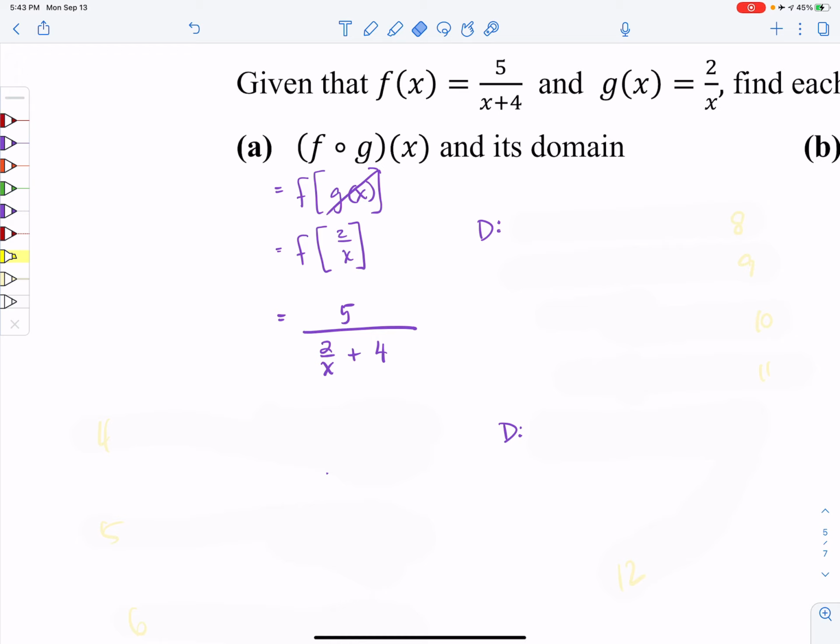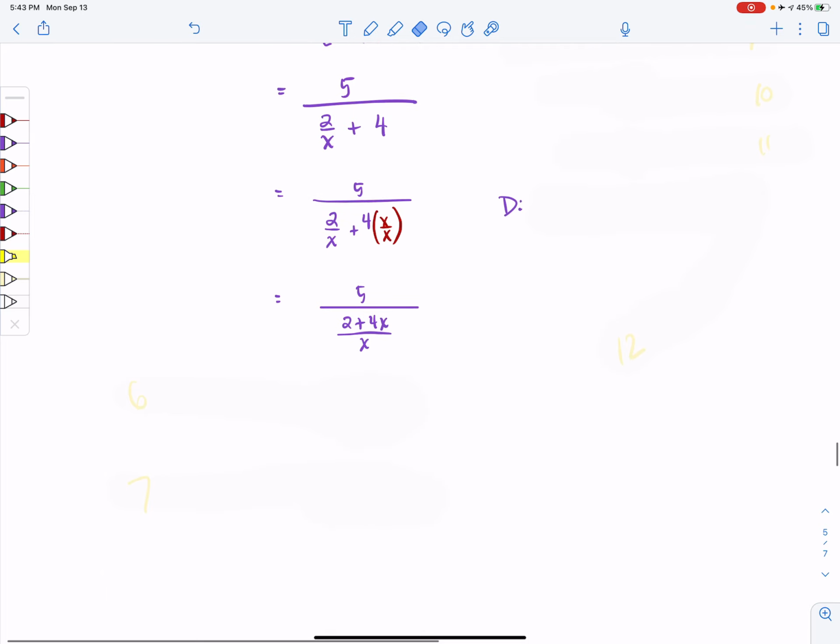So I have 5 over 2 over x plus 4. Let's get some common denominators going on here. Let's clean that up. So on bottom, I'll have 5 over 2 plus 4x over x. We know how to divide fractions. Remember that when we're dividing fractions, we want to multiply by the reciprocal. So we're going to have 5 times the reciprocal. And I like to think of this as a 5 over 1. So as I clean that up, then that's going to be a 5x on top and a 2 plus 4x on bottom.